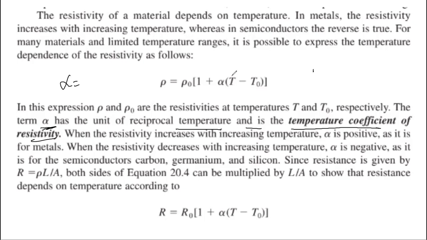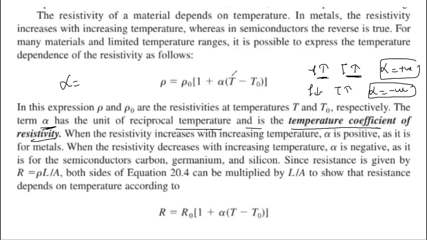When both are going up, resistivity is increasing with the increasing temperature, so alpha will have a positive value. Let's say the reverse is true: resistivity decreases while temperature is increasing, so the alpha value will be negative. So this could also be asked in one way or the other, and you should be able to keep that in mind.